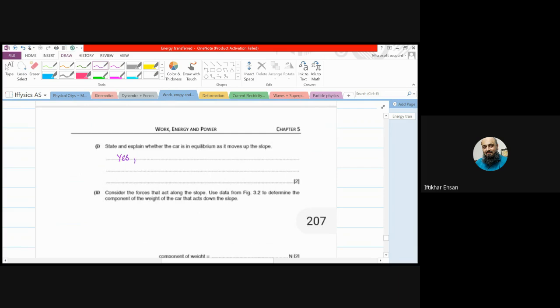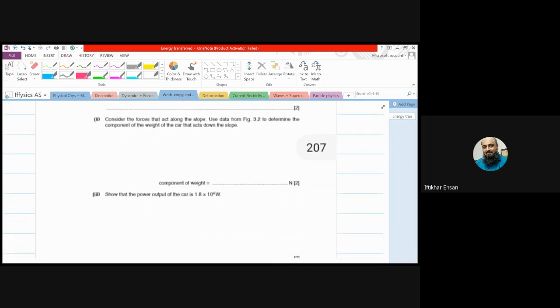And how do we know that? That it has a constant velocity means all the forces acting on it are balanced. The resultant force is zero. So consider the forces that act along the slope, and determine the component of the weight that acts down the slope. Isn't that what we were talking about? Use data from the figure to determine the component.